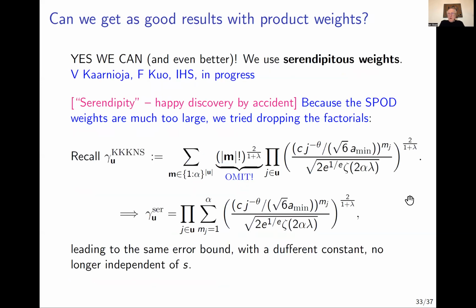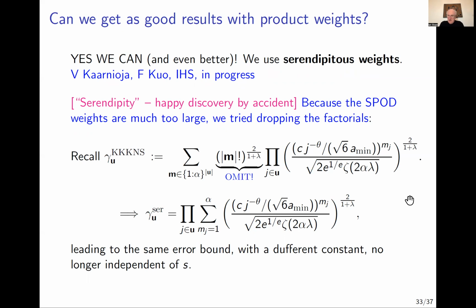And so can we do well? We asked ourselves, can we do well with just product weights? And the answer is yes, we can do well with just product weights, and we discovered by accident what we call serendipitous weights. Serendipitous weights are product weights, and what we did to get them is to omit the part that makes the SPOD weights much too large. Do you remember what we saw happens with an interpolating polynomial if the weights are too large?